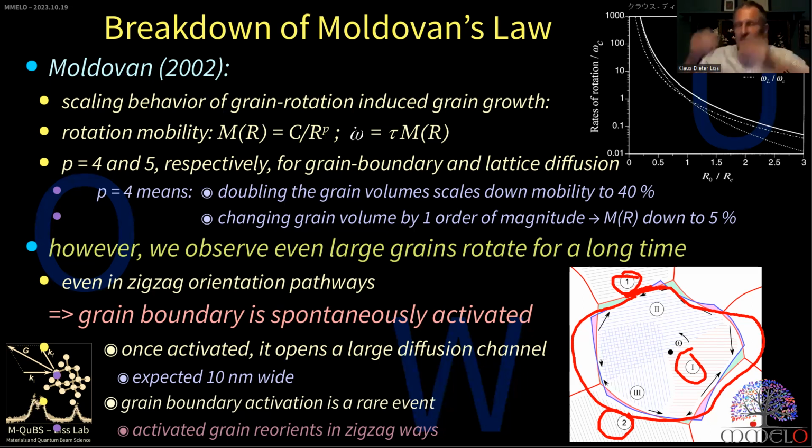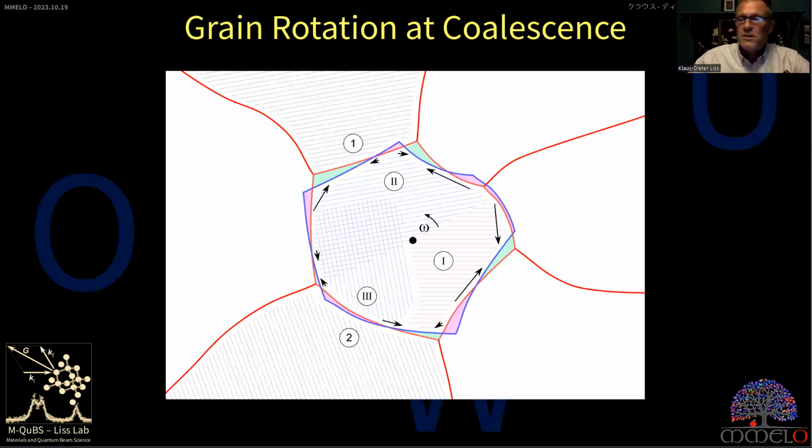The process continues because the grain boundaries are already activated, and they'll remain activated for a long time. So there is nothing in Moldovan's law that says a large grain cannot rotate. It rotates because the grain boundary is activated, and it just continues its pathway. So these are the conclusions. I think my time is really over now.